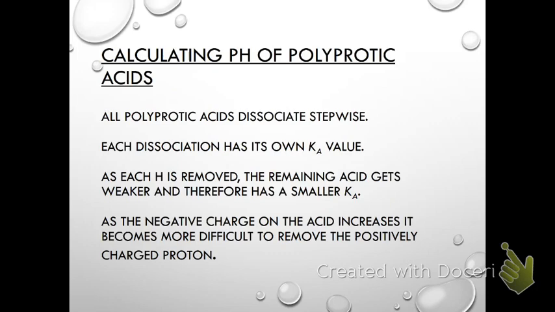Okay. All right, calculating the pH of, it says polyprotic, but it should also be diprotic. We said this earlier, all acids dissociate one hydrogen at a time. Each dissociation has its own Ka value, and as each hydrogen is removed, the remaining acid gets weaker. Therefore, each subsequent Ka value is going to be smaller. And as the negative charge on the acid increases, it becomes more difficult to remove that positively charged proton.